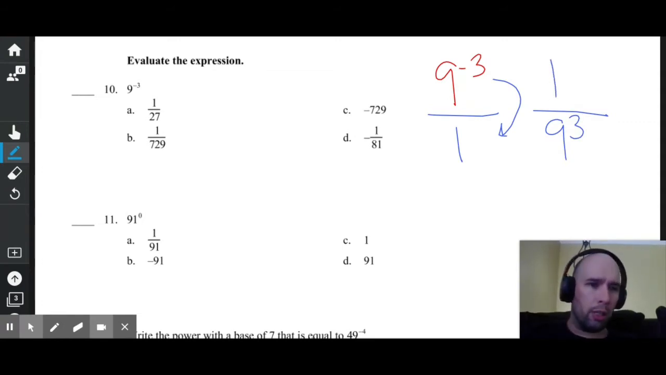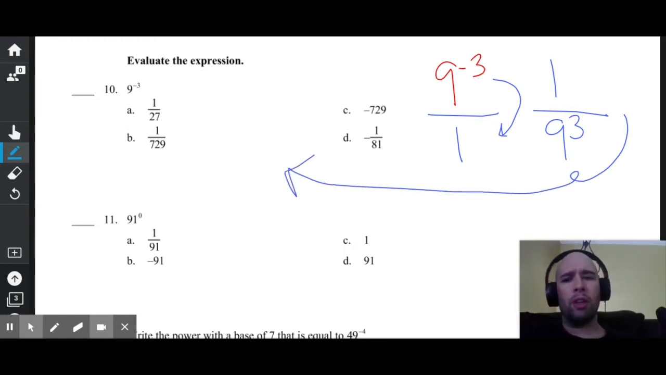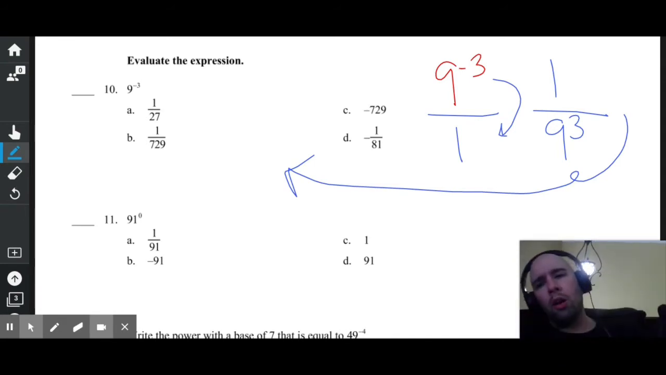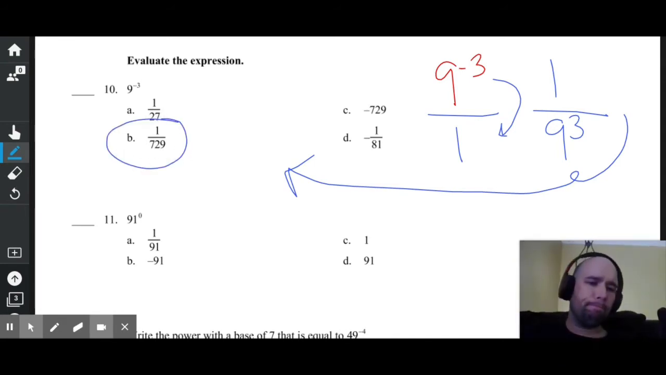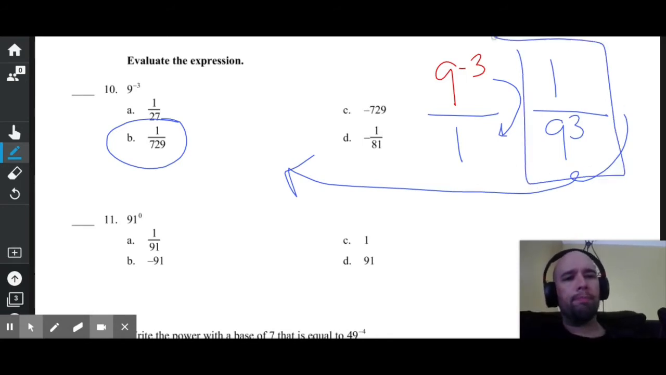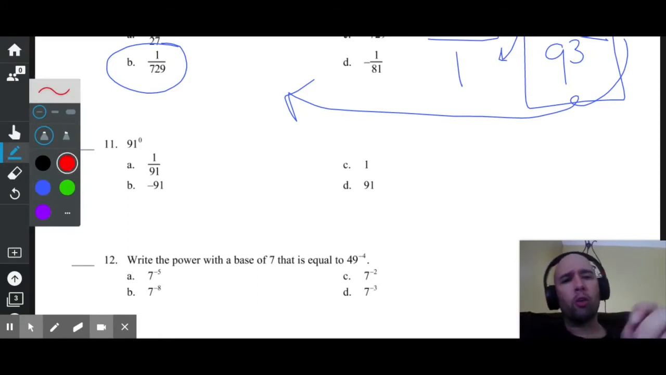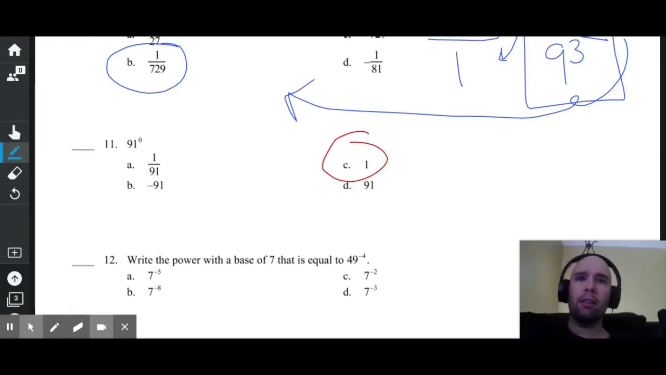Now, unfortunately, that's not an option over here. They want us to actually do the math. So we have 3 9s. 9 times 9 is 81. 81 times 9 is 729. So 1 over 729. This is the way we should answer it, but that's not the way they wanted to answer it because they're crazy. Speaking of crazy, anything to the 0th power is 1. 91 to the 0th power is 1. Anything to the 0th power is 1.